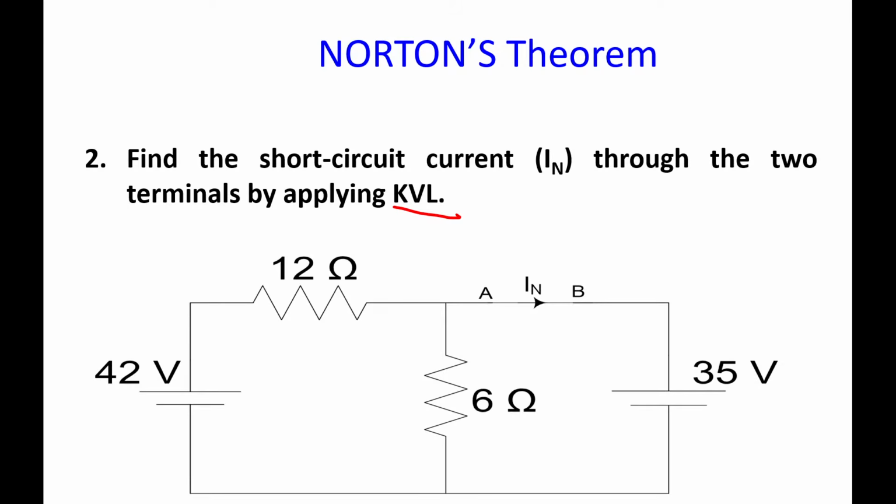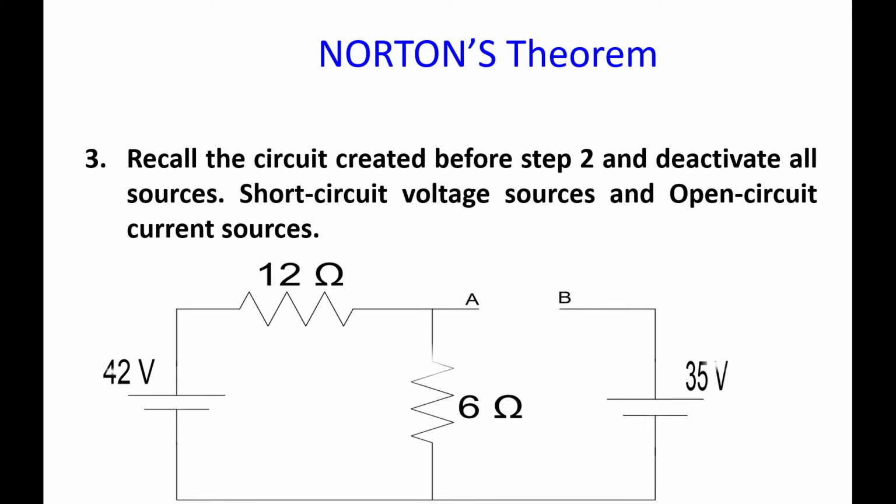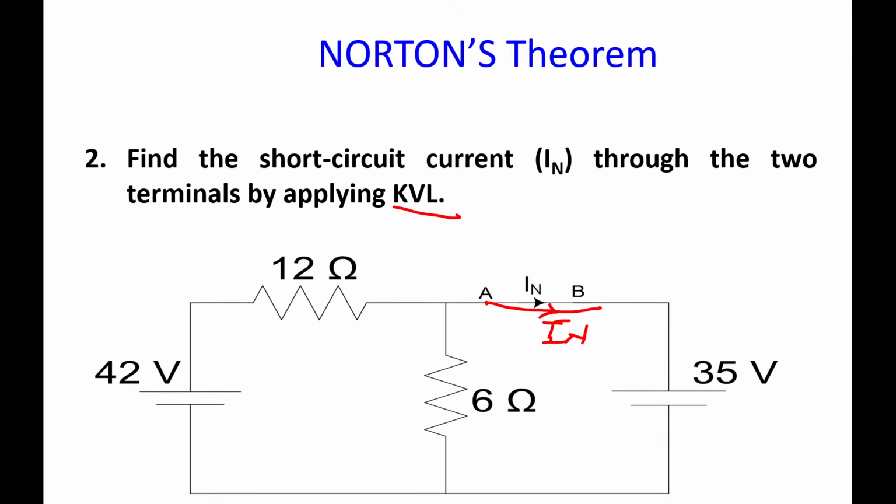So the next step is asking us to find the short circuit current passing through the terminals. You take away the resistor, that is your load resistor, and then you put your IN there through those two terminals. Okay, let's move on. Now the next step is asking us to, okay, yes, after you're done, you apply KVL to find IN.